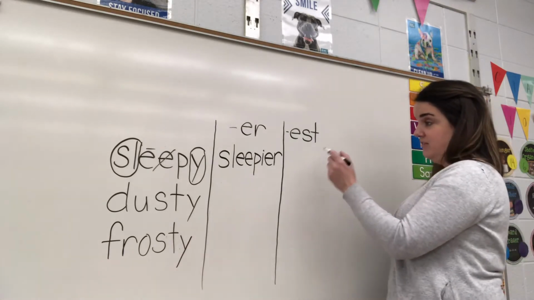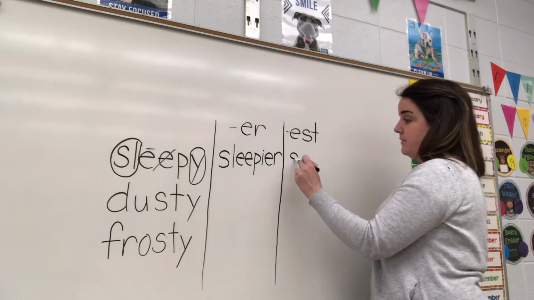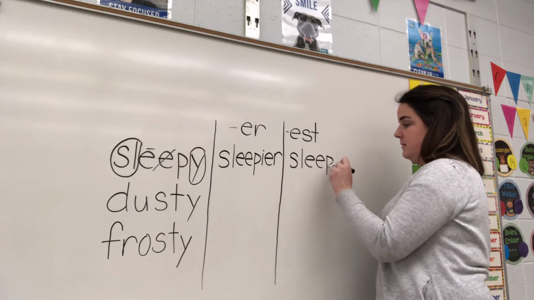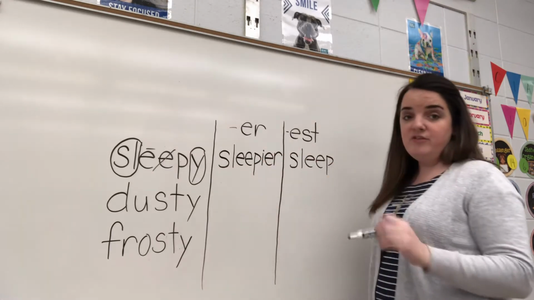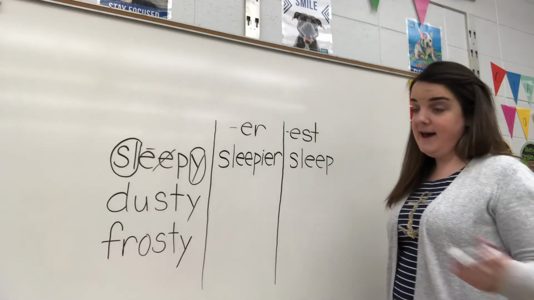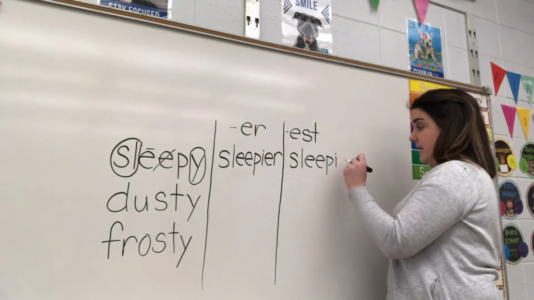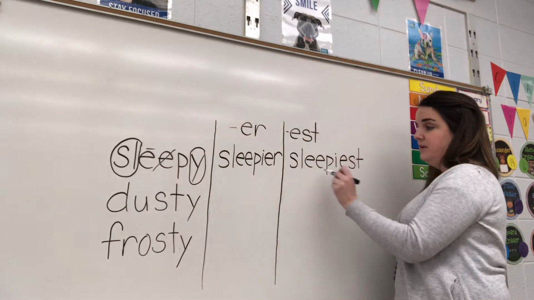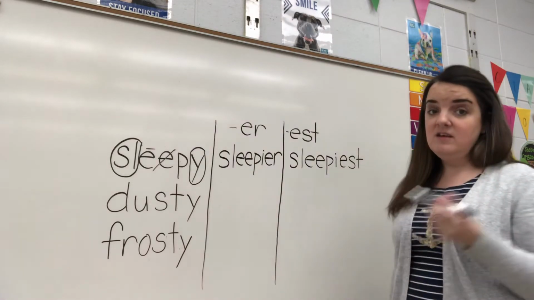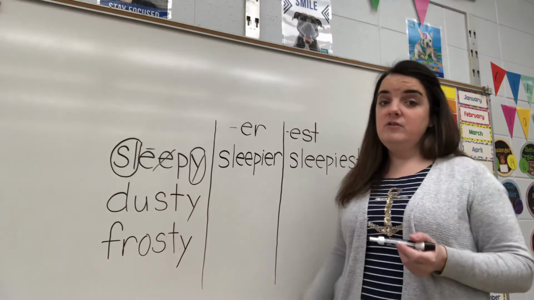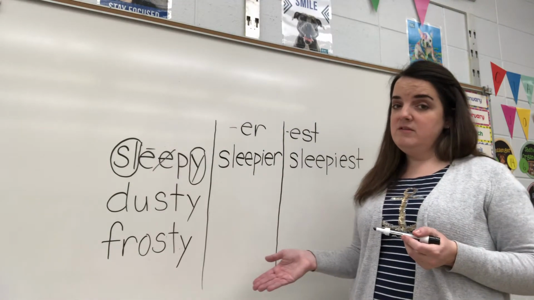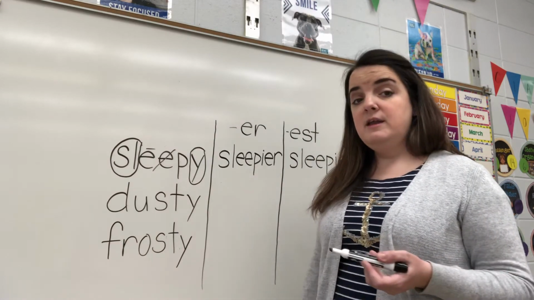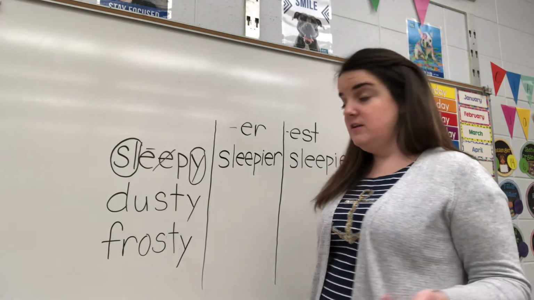Now we're going to come to the next column, which is est. Est says est. So once again, I'm going to write my word sleep, and once again, we're changing the y to an I, and then we're adding the suffix est to make the word sleepiest, sleepiest, okay? So that's kind of what we'll be doing today. So I have two more words that we're going to go through and change the suffix in these words.